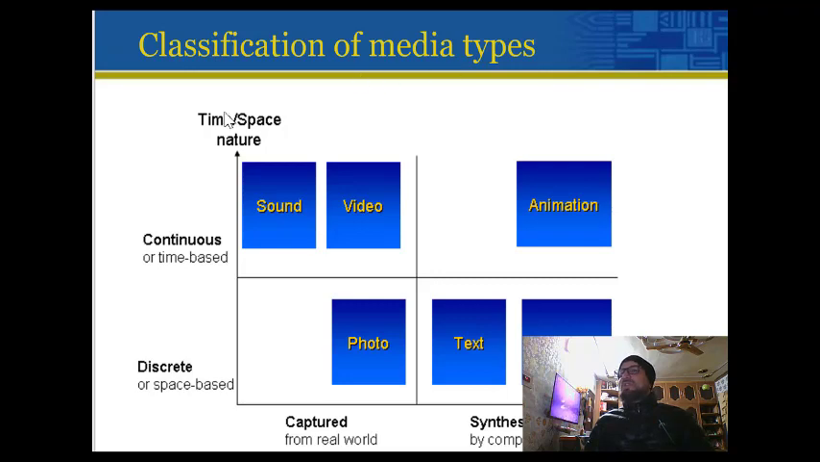This is the classification of media types: continuous or time-based, and discrete or space-based. Discrete means we don't have continuity, like photos. We have one photo, then a second photo, then a third, but there is no continuity in it. Or text or graphics. The photo is captured, and the text and graphics are synthesized by computer. Animation, sound, and video are continuous. They are not discrete; they can play continuously. Sound and video are captured, and animation is synthesized.